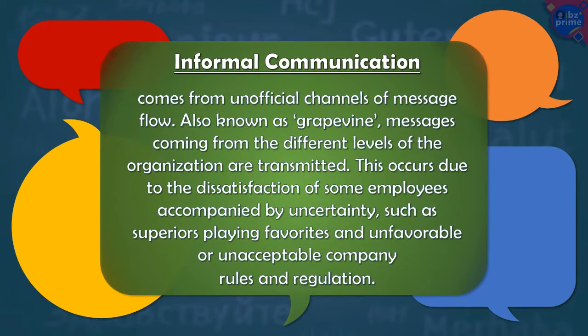Informal communication, on the other hand, comes from unofficial channels of message flow, also known as grapevine. Messages coming from the different levels of the organization are transmitted. This occurs due to the dissatisfaction of some employees accompanied by uncertainty, such as superiors playing favorite and unfavorable or unacceptable company rules and regulations.